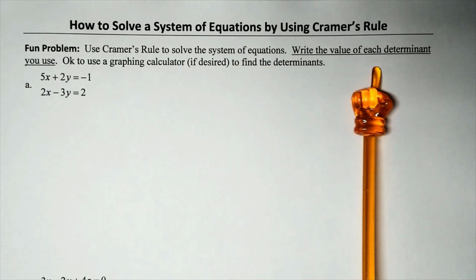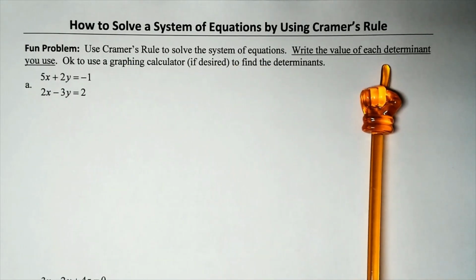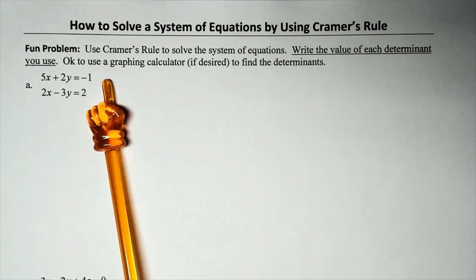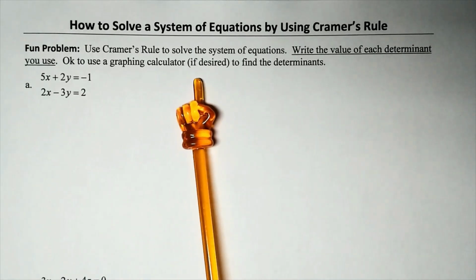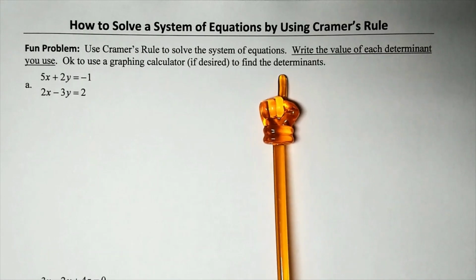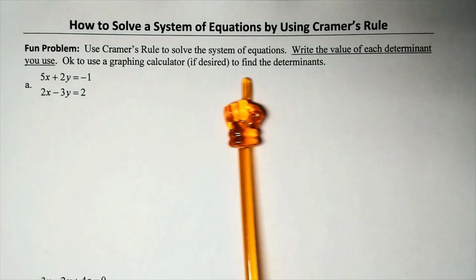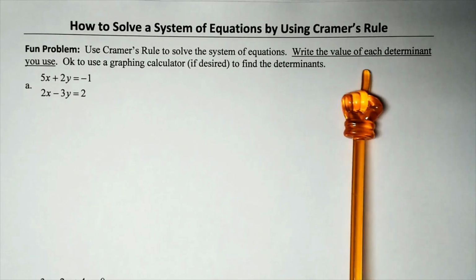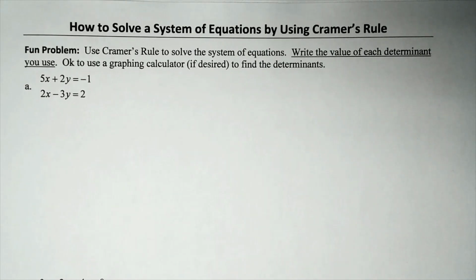It says write the value of each determinant used. The reason why this is underlined is because this time around you have the green light to use a graphing calculator to find a determinant. Because I know that you can use the graphing calculator to spit out the determinants, I need you to explicitly write what the determinant is. So let's go ahead and do this.